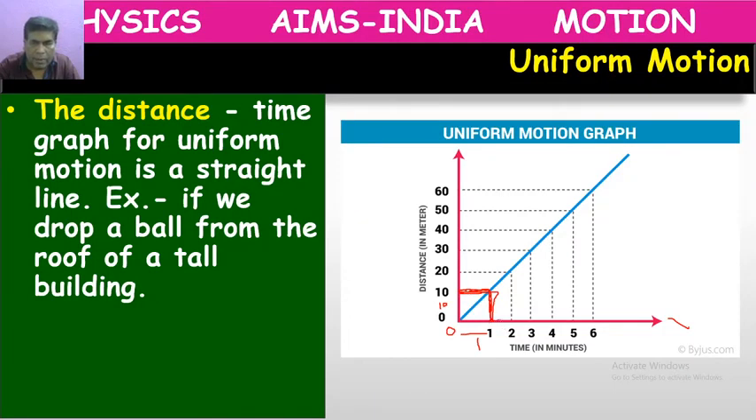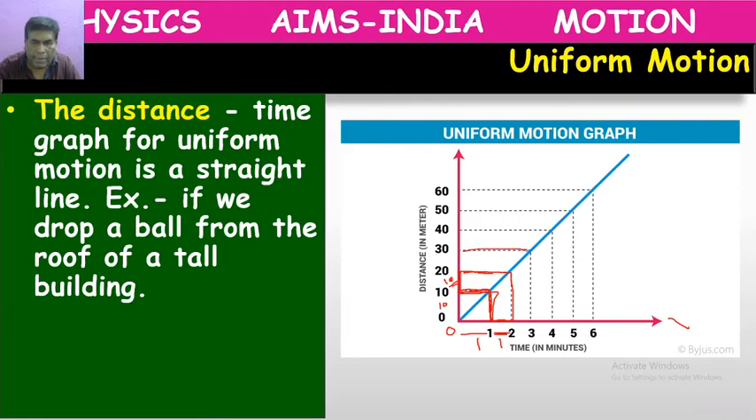Again, from 1 to 2, from the first second to the second second, what is the time interval? 1 second. From 10 to 20, what is the distance traveled? 10 meters. So again in 1 second, we should not get confused. It is not 2 seconds. In 2 seconds, it has traveled 20 meters. But from 1 to 2, the time is 1 second only, and from 10 to 20, the distance is 10 meters only. Again, in 1 second, it has covered 10 meters.